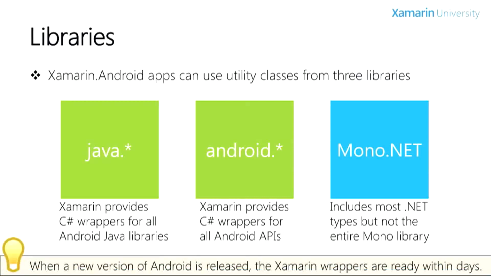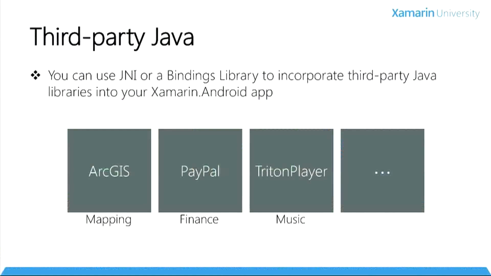When a new version of Android comes out, something, especially in this middle box, changes for a new version of Android that gets released. The Xamarin wrappers are usually released extremely quickly after that point, if not the same day, then within a few days after the Android release. You can also use third-party Java libraries. So any jar file or Android Archive AAR file that's targeted at building or being used with a native Android app can be integrated into your Xamarin.Android app.